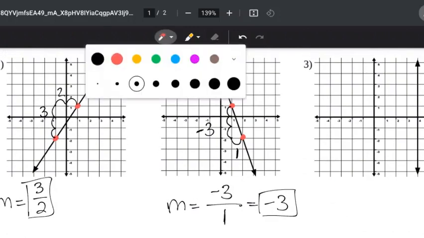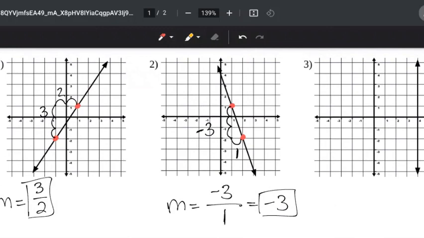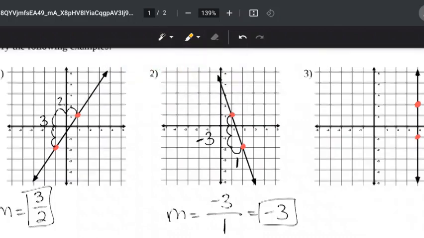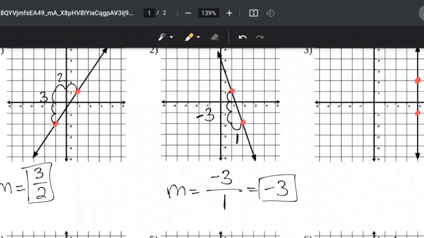Okay, we have a different looking one here for number 3. So we need to, again, pick 2 points. So I'm going to pick this one and this one. Again, there are more options than what I've chosen here. And now take note, this example is a little bit different. This is a vertical line.